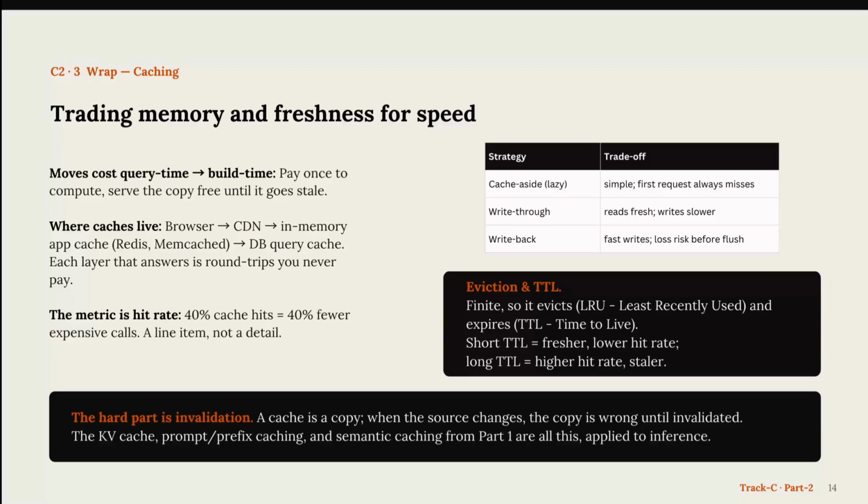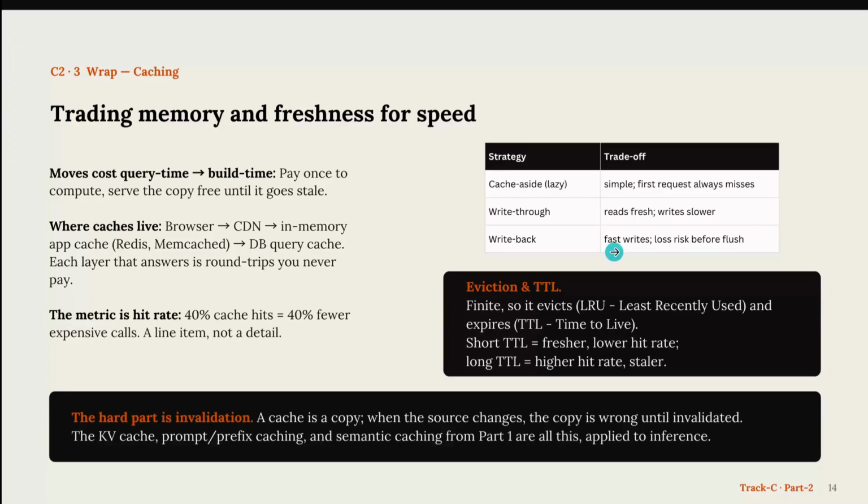There is something called write-through. If data is written and we immediately index it, the reads are fresh. Writes become slower because we have to write the data and then cache it also. Write-back is the other way around, where we do fast writes, and we risk losing data before flushing, and data sometimes becomes stale as well.